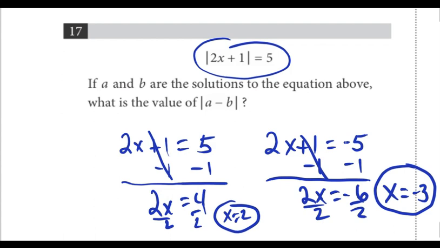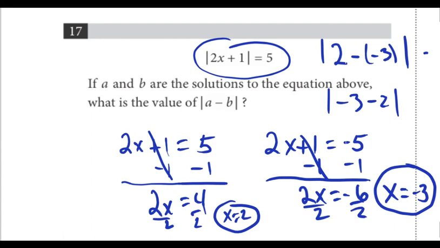It does not matter because when we plug it into the A minus B absolute value, we're going to get the same thing. We'll either get 2 minus negative 3, if 2 were A and negative 3 were B, or vice versa, we would get negative 3 minus 2. Either way, we get 2 minus negative 3, we get absolute value of 5, which is 5. Or here we get absolute value of negative 5, which is also 5. So either way, our answer choice is 5 for our free response.